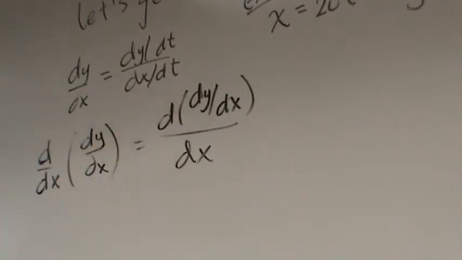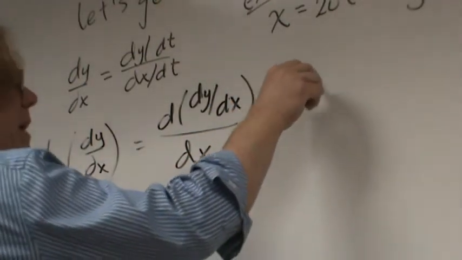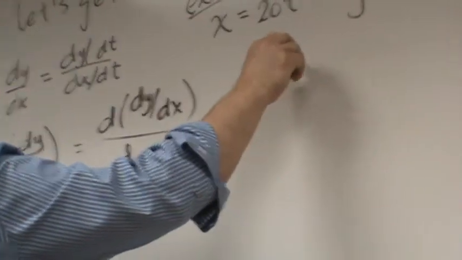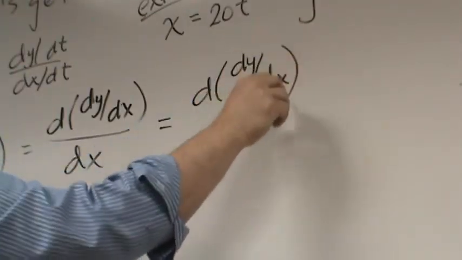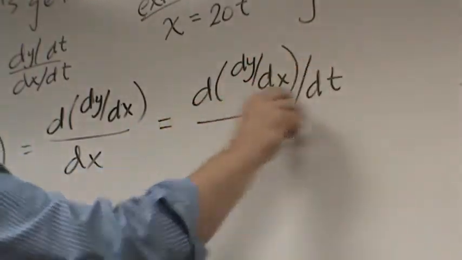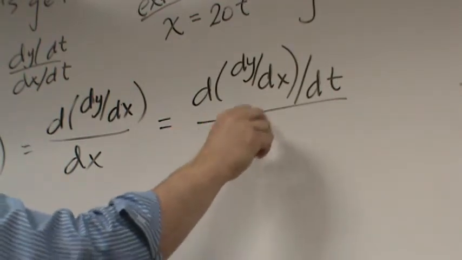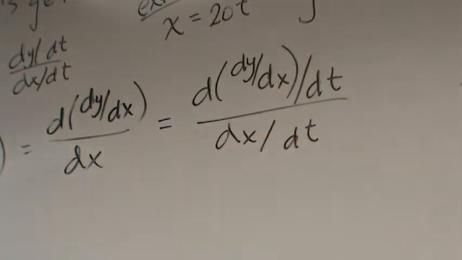And now I'm going to do that divide by dt thing. I'm going to say that this is the same as the derivative of dy/dx with respect to t over dx/dt. And that's my second derivative. That's how I get my concavity. I take the derivative of this guy, put it in the numerator, and in the denominator just dx/dt goes there.